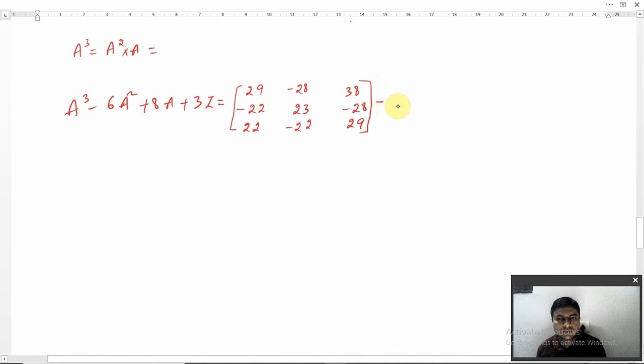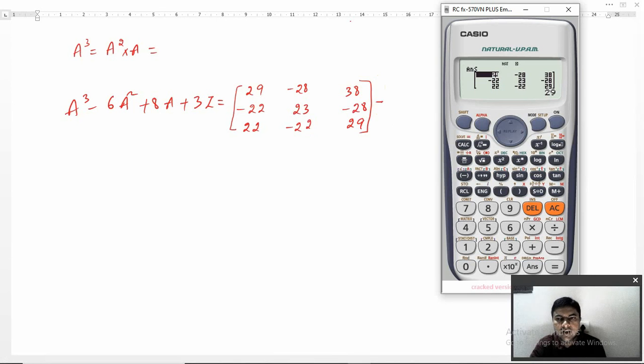Now here you can see minus 6a square is there. Don't worry, go to the calculator directly. In the calculator press AC. Now this is 6 into a square. So I'll just take 6 into a square. I'll go to shift 4. Here matrix A's data is already filled. So I'll take this as A and then press square. So this is 6a square.